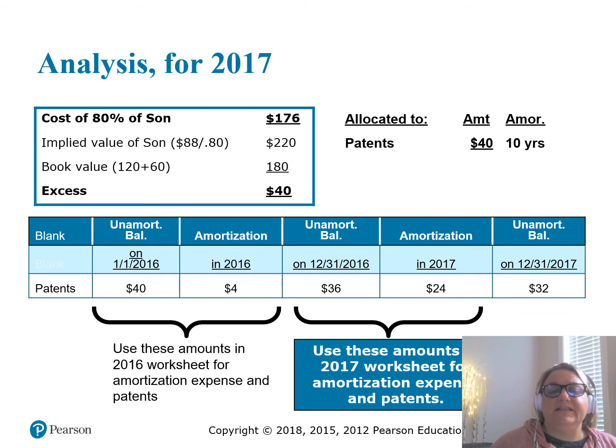So the first thing is that patent amortization. We remember that, the amortization for 4. We're going to take the unamortized balance again, and take off the amortization for 2017. I believe that this is an error. I think somebody put a 2 in here by accident. It should be 4. You would take the 36 minus the 4 and get 32. So you'll use this worksheet for the amortization expense. You remember the patents, right?